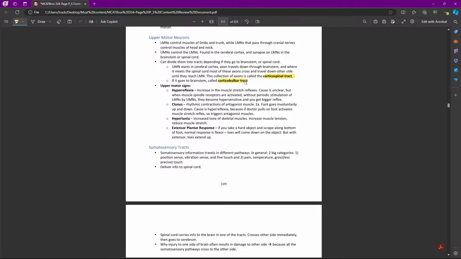I need to review these because it's my first time hearing them. Some upper motor neuron signs are hyperreflexia, which is an increase in muscle stretch reflexes; clonus, which is rhythmic involuntary contraction of the antagonist muscle, going up and down; and hypertonia, which is increased tone of skeletal muscle, along with an increased extensor plantar response.